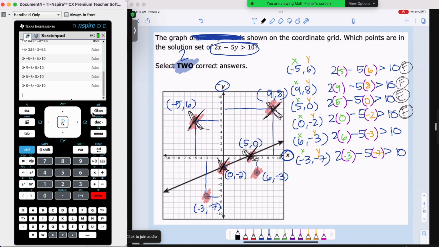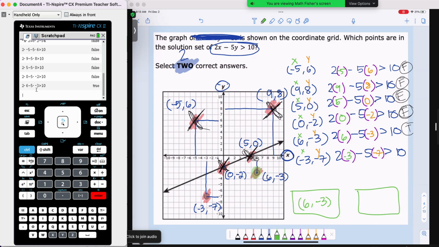So now let me try 6, negative 3. You have 2 parentheses 6 minus 5 parentheses negative 3. Control equals greater than 10. Enter. That gave me true. So 6, negative 3 is going to be one of my answers. We're going to click 6, negative 3. Okay, so 6, negative 3 will go in your answer box. There's 2 answer boxes.